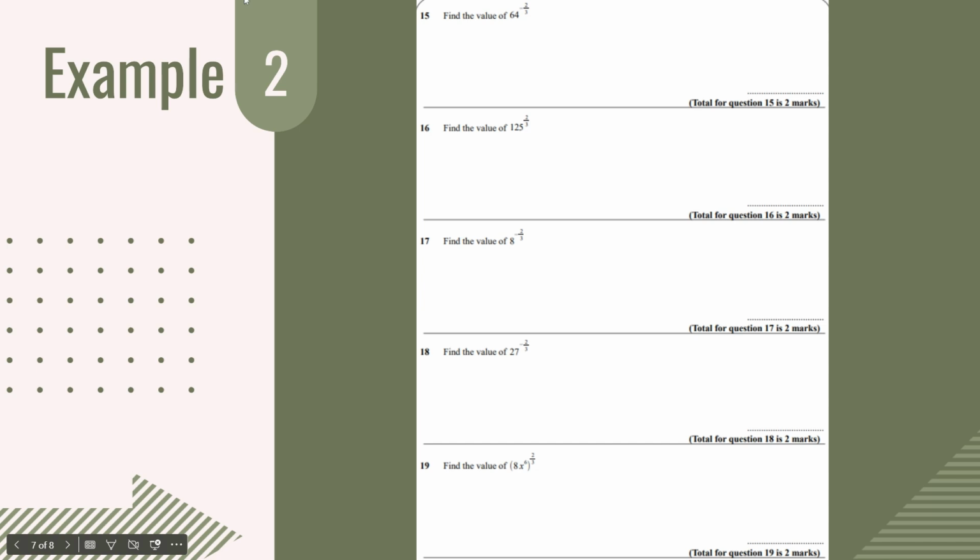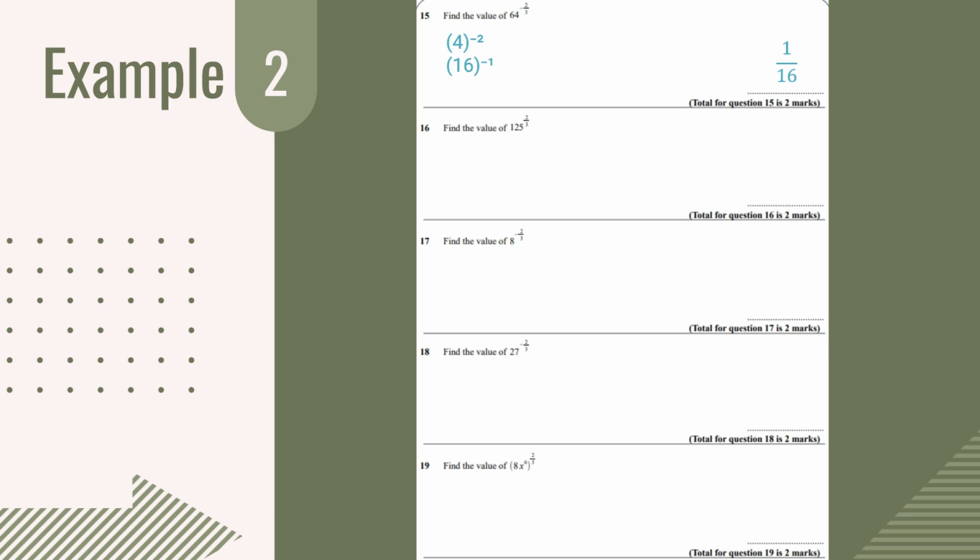With our first question, we're asked to find the value of 64 to the power of negative 2 over 3. First, we cube root 64 to get 4, and this would be to the power of negative 2. That's also the same as writing 16 to the power of negative 1. So our final answer is a 16th.